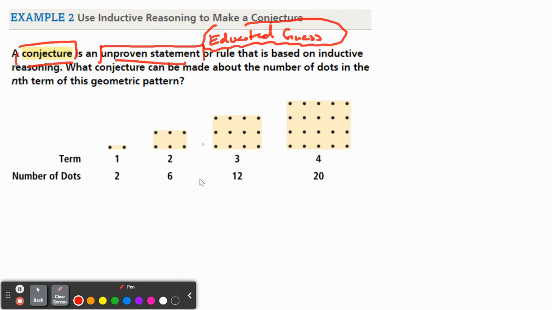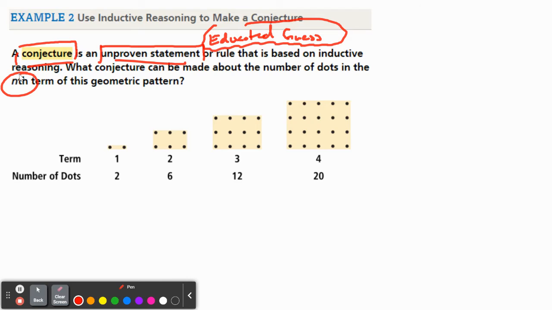So the question is, what conjecture can be made about the number of dots in the nth term of this pattern? When we talk about the nth term, what we're talking about is a generic term, right? So we have specific terms: the first term, second term, third term, fourth term. We want to know what's going to happen in the nth term. What would happen in the 10th term, the 21st term, right?